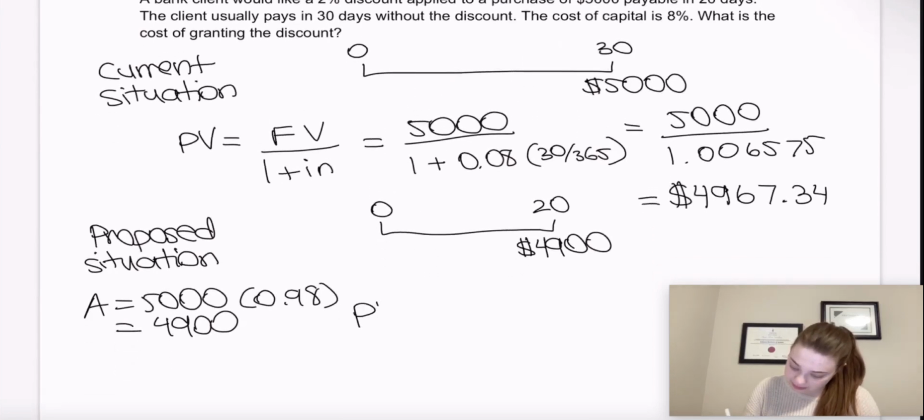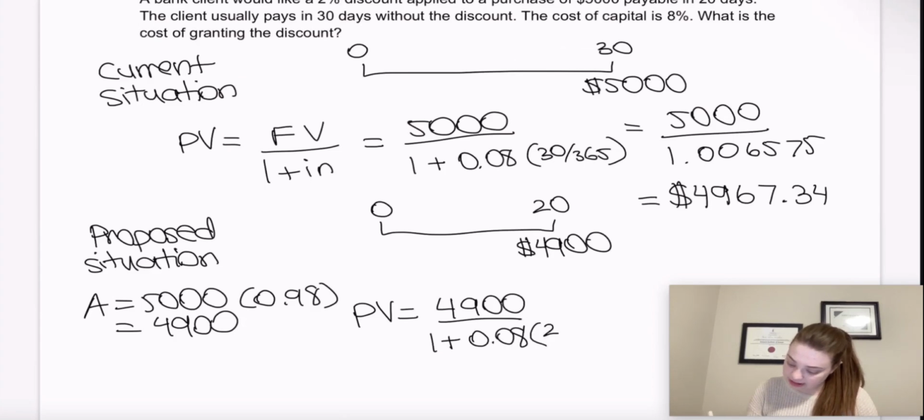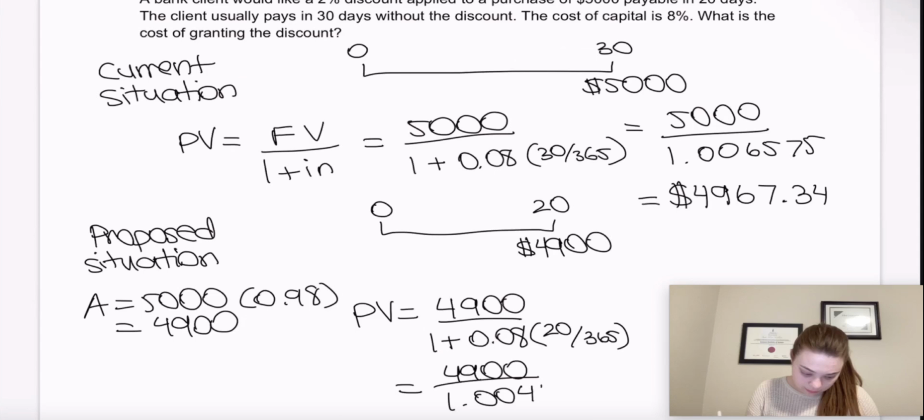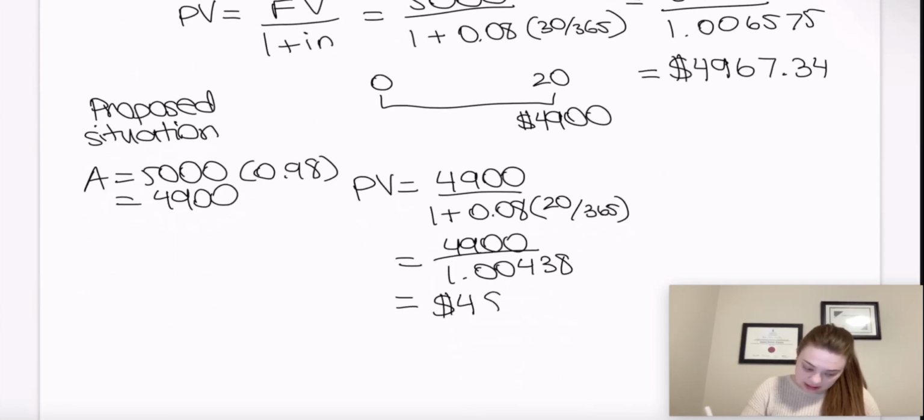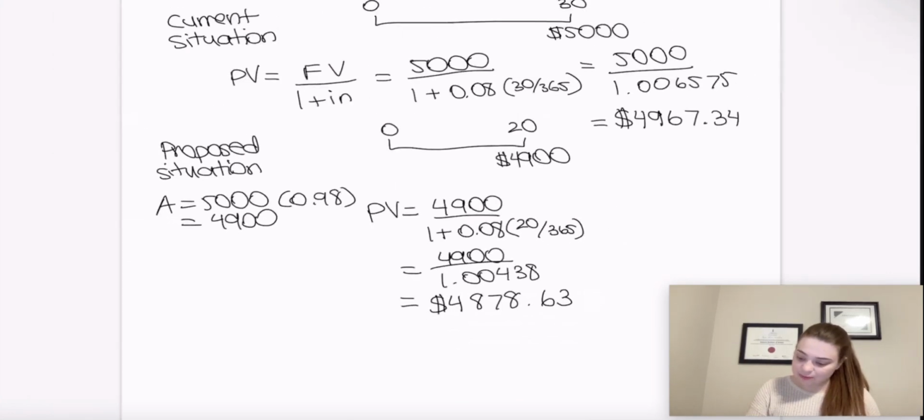So the present value in this case is going to be the future value of $4,900 over 1 plus i, so 0.08, so 8%, times n, which in this case is going to be 20 over 365, because now we're only going to have to wait 20 days. And let's see what that is equal to. So 20 divided by 365 times 0.08 plus 1, that's going to give us 4,900 over 1.00438 approximately. That gives us that the present value is $4,878.63. So basically, what is this telling us?